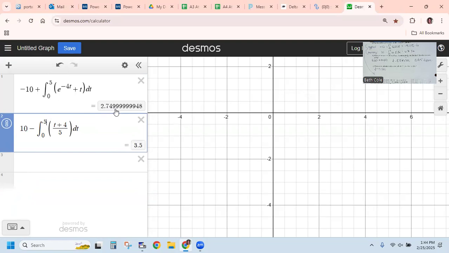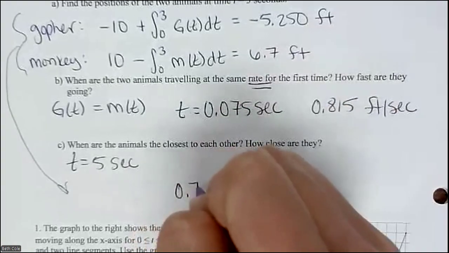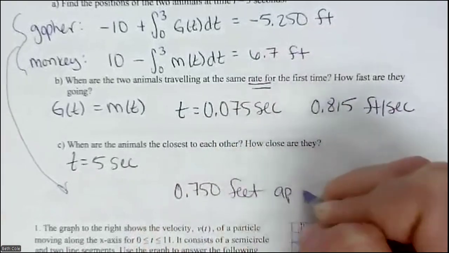The gopher is at 2.749. What does that mean? Not only is he above ground, he started climbing the tree. And the monkey is at 3.5. Okay, so that's not the question though. The question is what? So what do I need to do with those to figure out how close? Good. So 3.5 minus, and again, I should be copying and pasting this number, but I'm not sure how to do that. So I'm going to get back to you on that. I'll just put a whole mess of 9s. There you go. 0.750. So they are 0.750 feet apart.